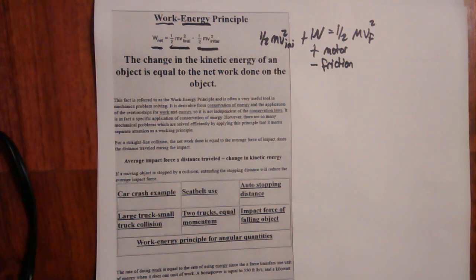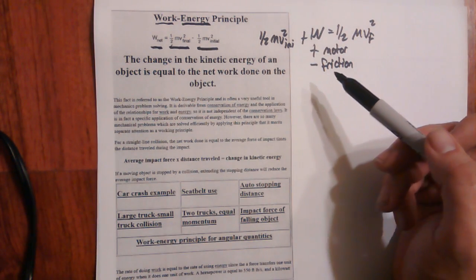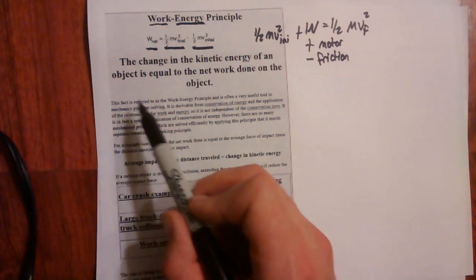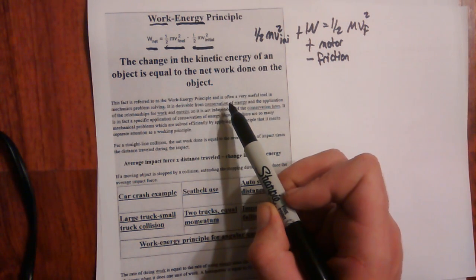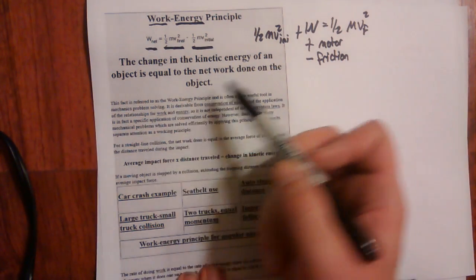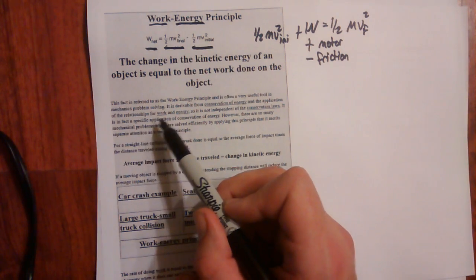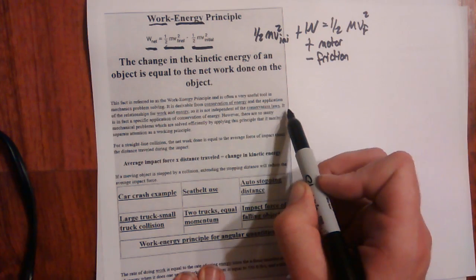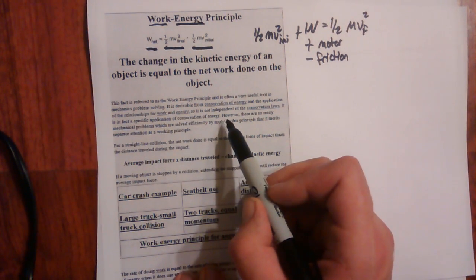We were able to deduce this with our equation above, and as diligent physicists, we should always plan out what's ahead. This fact is referred to as the work-energy principle and is often a very useful tool in mechanics problem solving. It is derivable from conservation of energy and the application of the relationships for work and energy, so it is not independent of the conservation laws. It is in fact a separate application of conservation of energy.